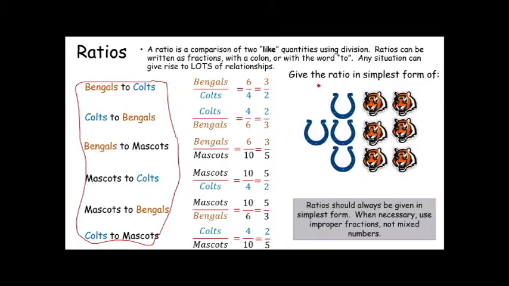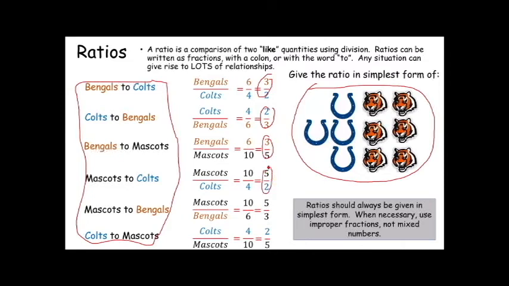I gave you one seemingly simple relationship, Colts to Bengals, and I was able to come up with 6 different answers depending on which relationship I asked you about. And that's going to be really important for us because it's important in word problems to understand within the context of the problem which of these relationships we might actually be discussing. And once we know which relationship we're discussing, the fractional portion becomes a whole lot easier.